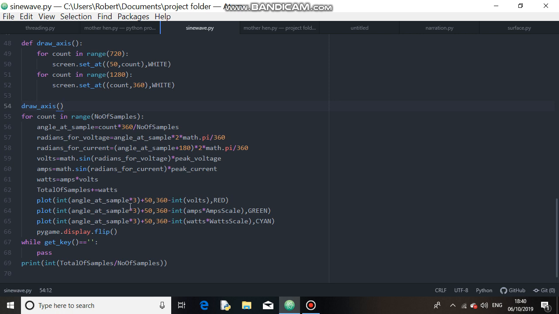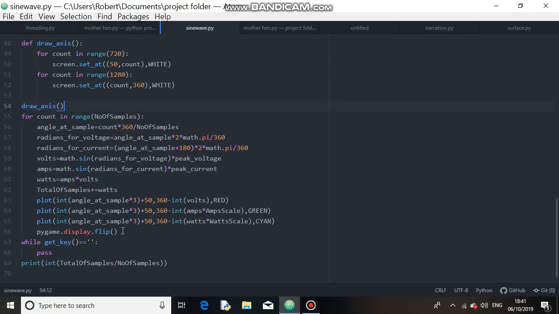Okay, current, same thing for the x-axis. For the y-axis, I've actually scaled the amps up by 5, so amps times amp scale. That's in green. For the power, same thing for the x-axis, but for the y-axis, I've multiplied by the watt scale, which divides it by 2, so it allows it to fit on the graph.